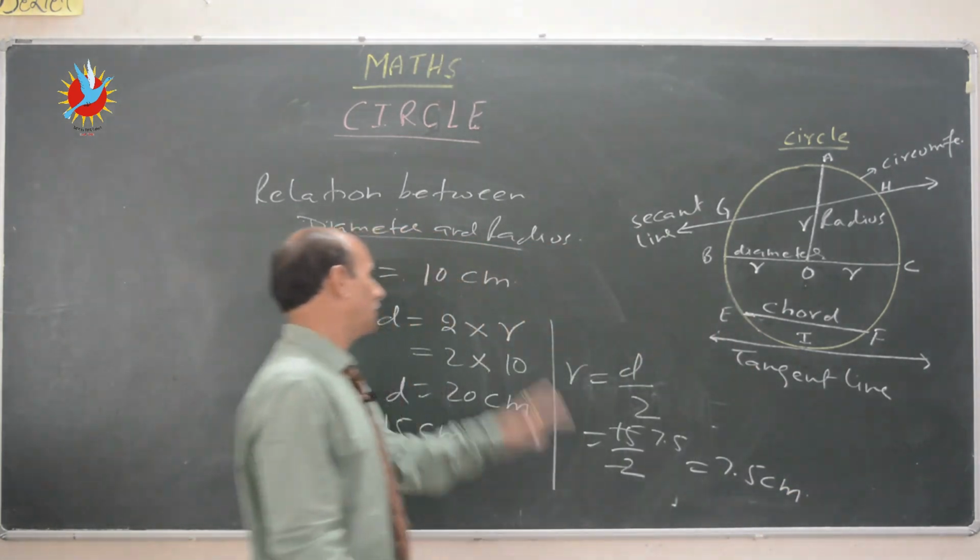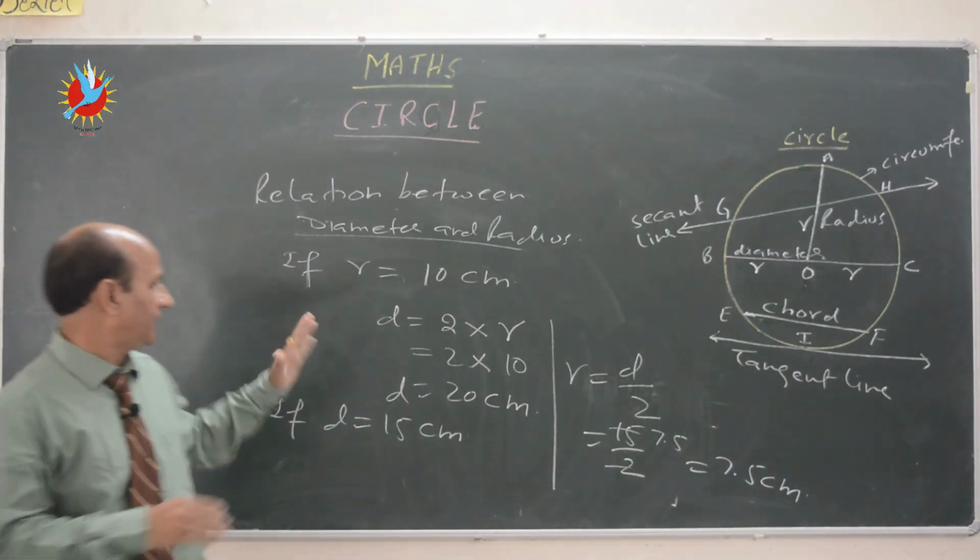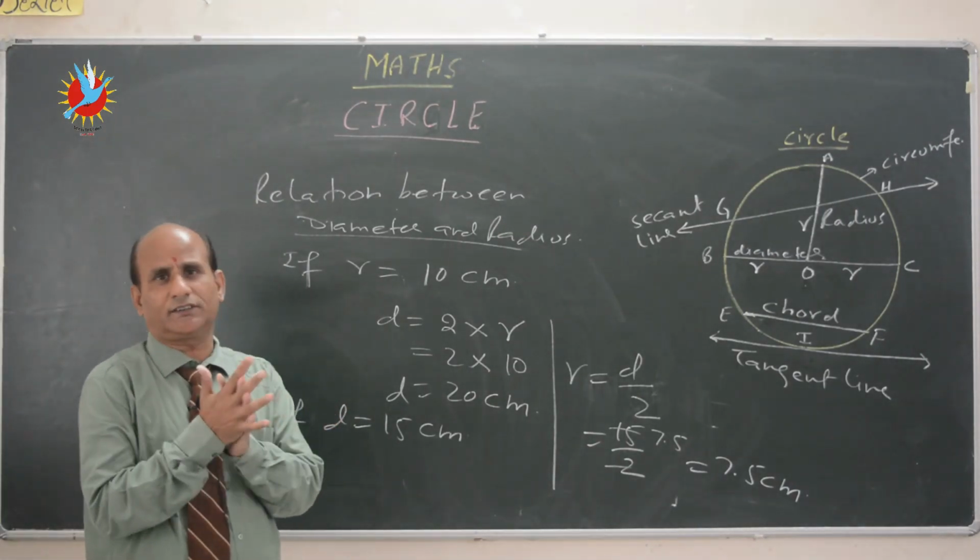So in this way you have calculated. It is very simple how to find the diameter and the radius. So I am giving you some questions, you can solve.